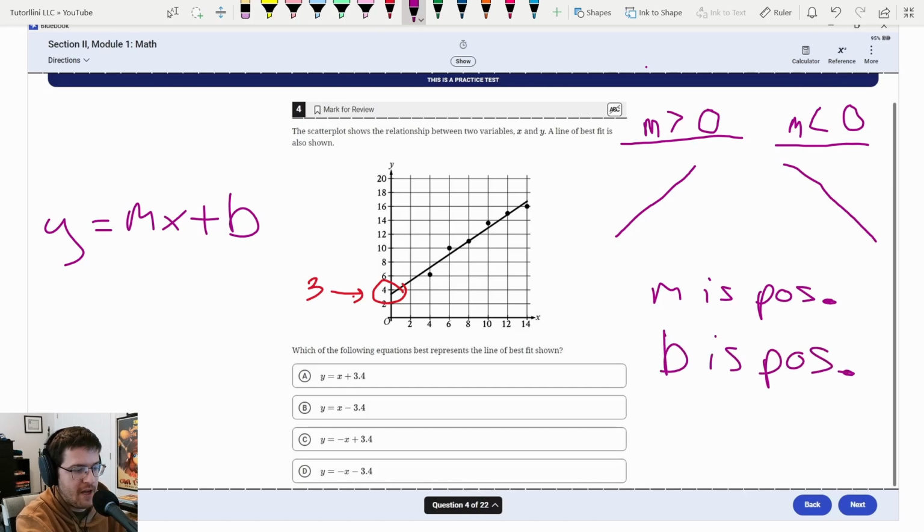I don't even need to do any math. The only answer choice with a positive slope and a positive y-intercept is A. As you can see, B is wrong because it's got a negative y-intercept. C is wrong because it's got a negative slope. And D is wrong because it's got a negative slope and a negative y-intercept.